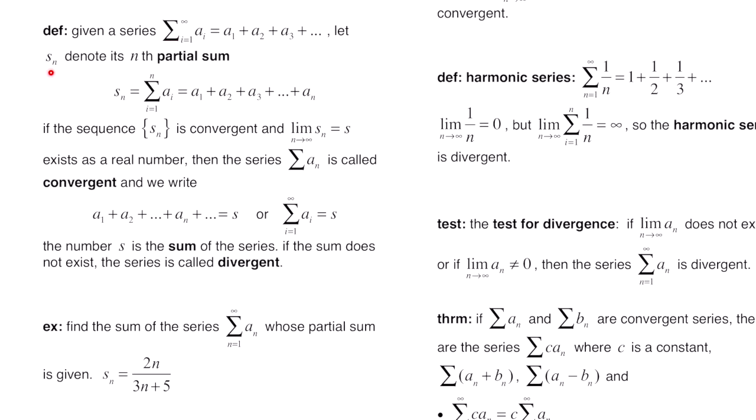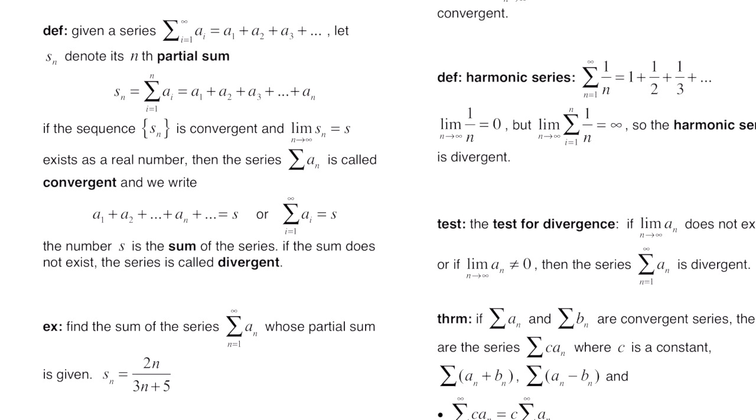Then it says let S sub n denote its nth partial sum. So you take that number and you plug it in, then you plug in the next value. So here we have 1, then 2, then 3. And then this number on the top tells you when to stop plugging in. So if this said i equals 1 to 5, you would plug in 1, then 2, then 3, then 4, and then you'd stop by plugging in 5.